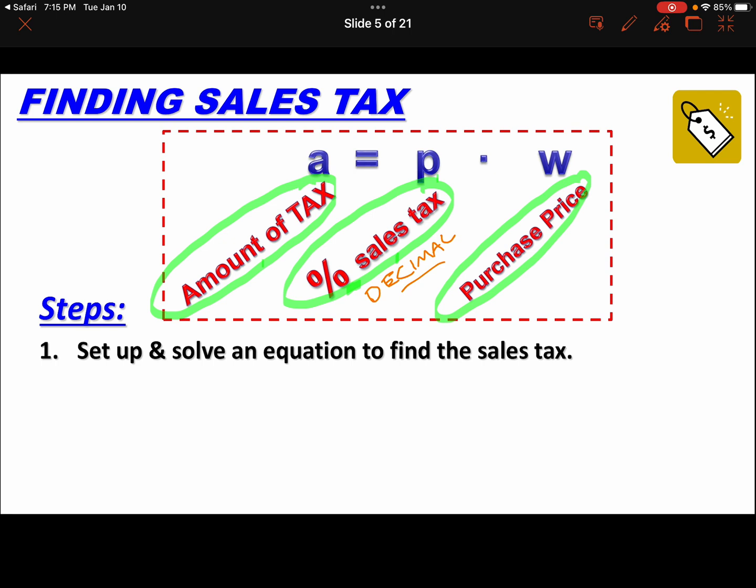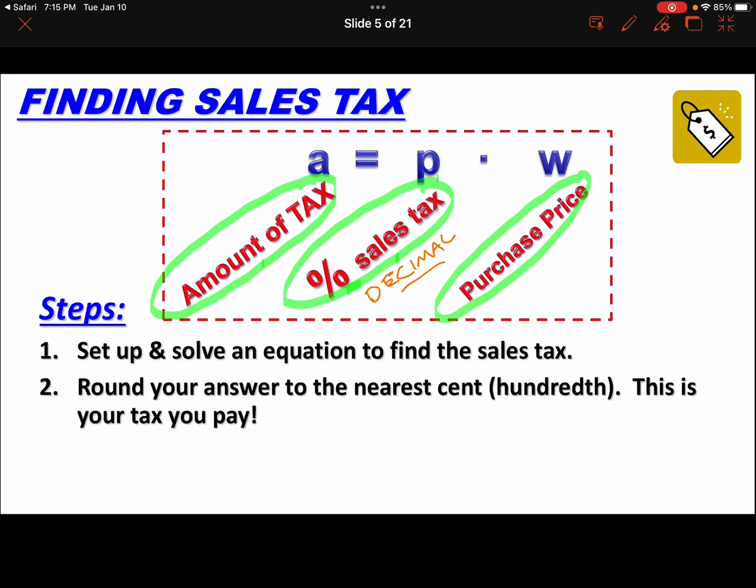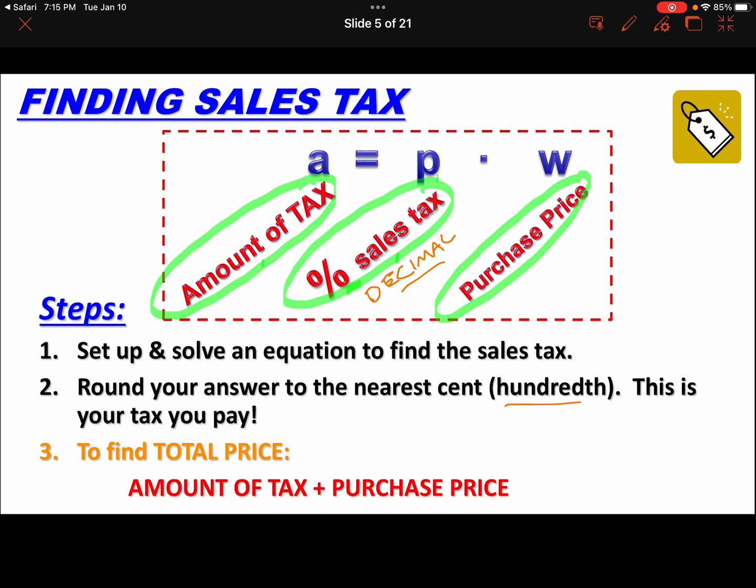So here are our steps. We're going to set up and solve the equation. Once you have that, you're going to have to round to the nearest cent, which is the nearest hundredth. Okay, and that's the tax that you're going to pay. If they ask you for the total price, then you're not just paying the tax. You have to pay the tax plus the purchase price to find the total price.